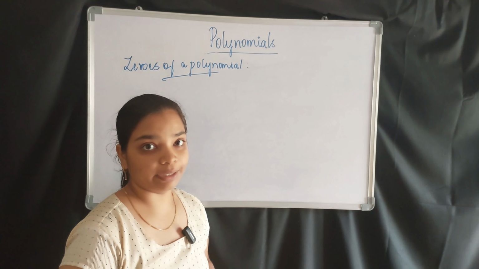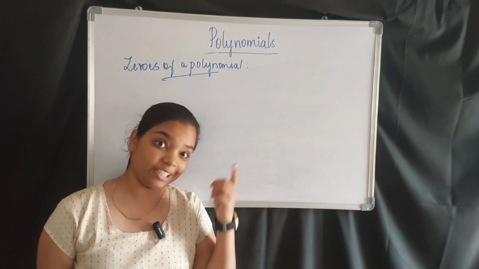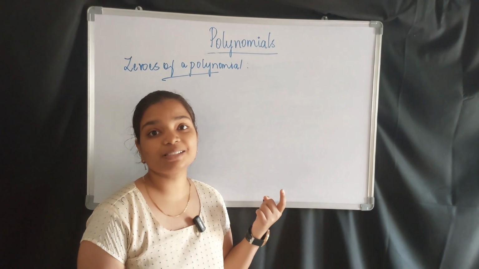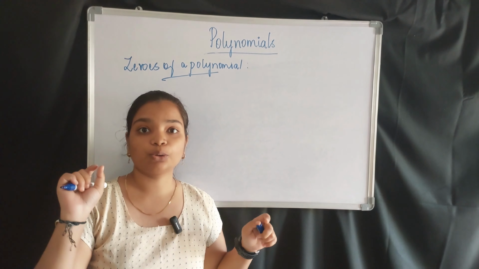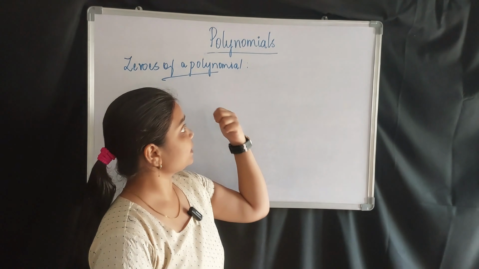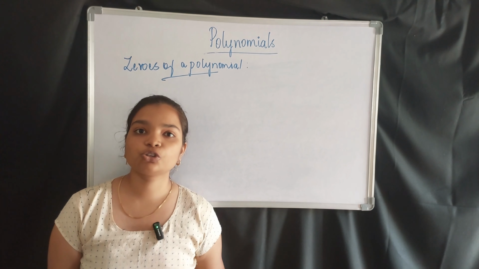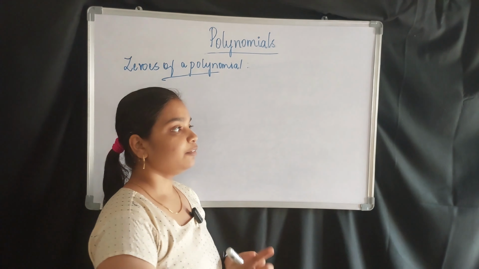Moving on, we have now zeros of a polynomial. Do not get confused by zero polynomial. Zero polynomial is a polynomial with no variables, no expression. It only has a constant. Zeros of a polynomial is the solution of a polynomial.